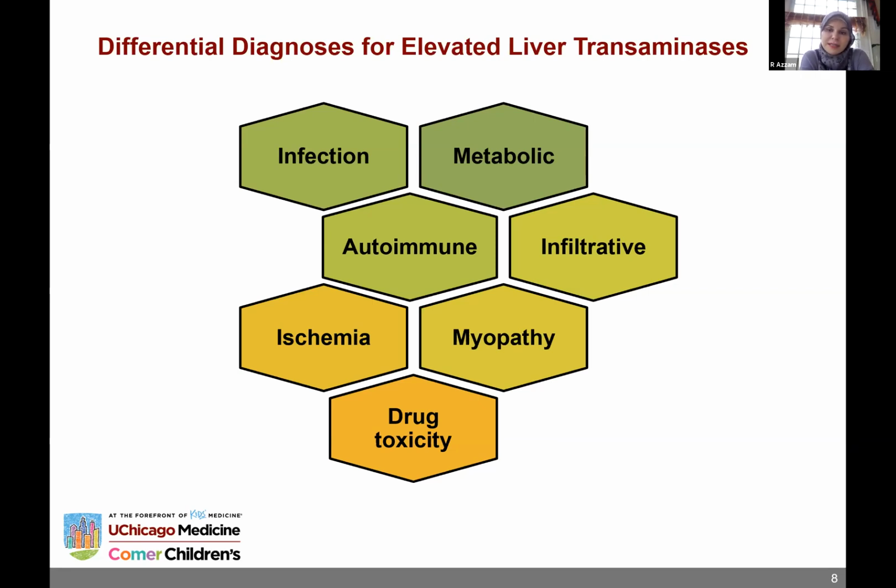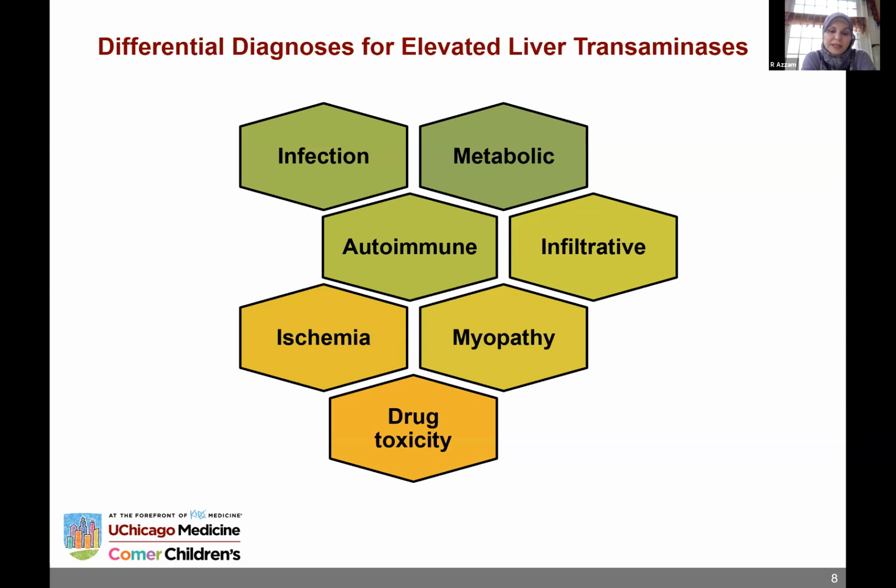Myopathy. So that's not a liver disease. As I mentioned in the first few slides, ALT and AST are secreted by the muscles as well as the liver. So sometimes you will be faced with an abnormal panel that is really only reflective of muscular disease rather than liver disease. And for that, you will be checking a CPK.